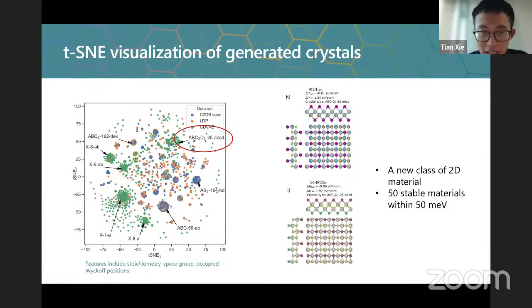One thing that they found quite exciting is that there is a small cluster of materials called ABC2D2, which is a new prototype of material that has never been discovered. And these are some visualizations of the 3D structures of those materials. This is quite new. It has not been discovered before. And our model was able to generate around 50 stable materials within this class that are within 50 meV, meaning they're quite stable using computational approaches. So this is quite exciting work, I think, an application of the 3D VAE model.